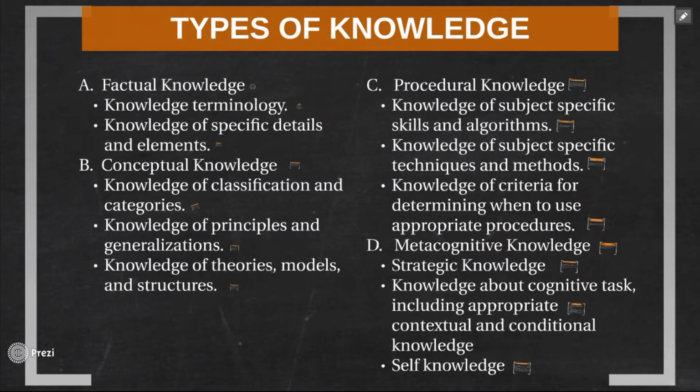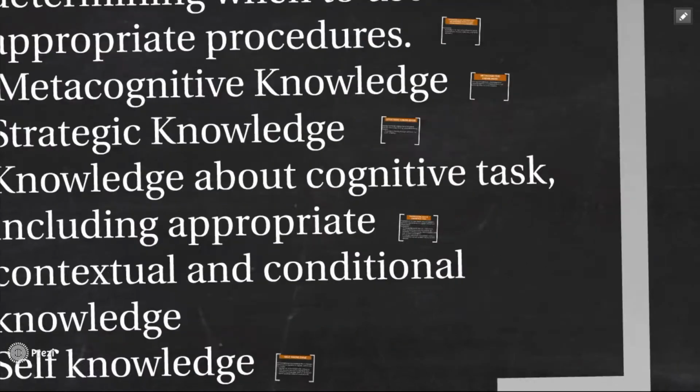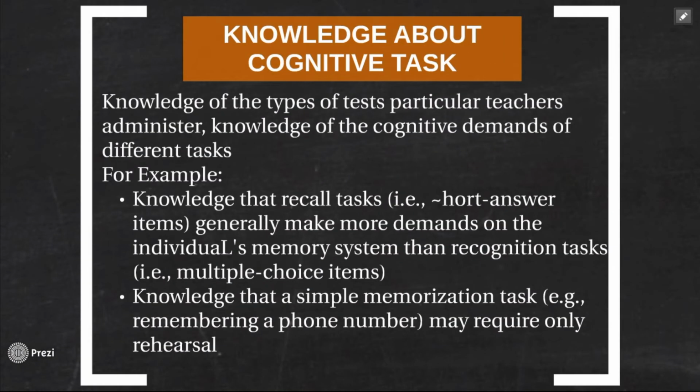And the second point in metacognitive knowledge is knowledge about cognitive tasks, including appropriate contextual and conditional knowledge. It is knowledge of the types of tests particular teachers administer, knowledge of the cognitive demands of different tasks. For example, knowledge that recall tasks, knowledge that a simple memorization task.